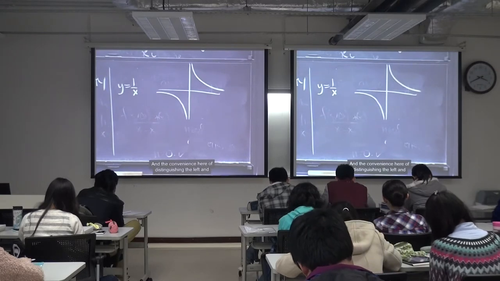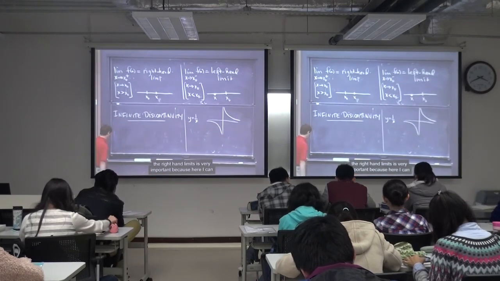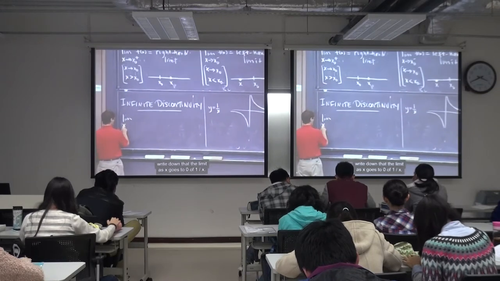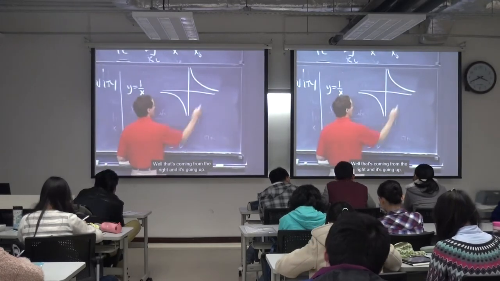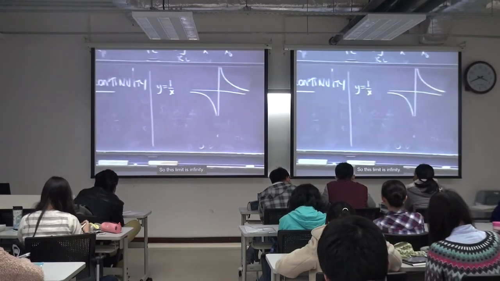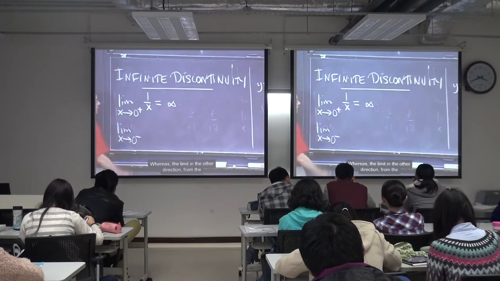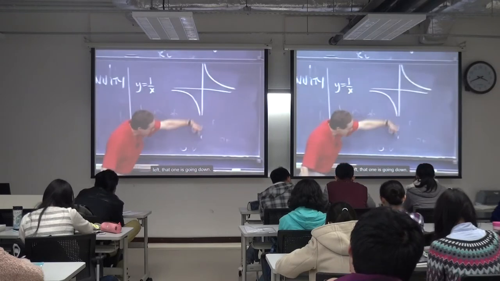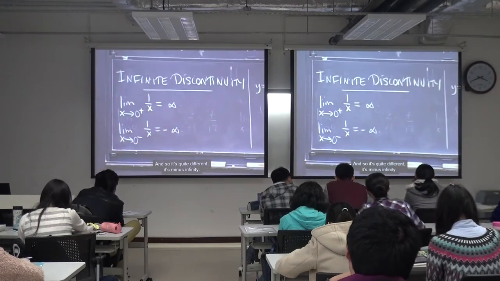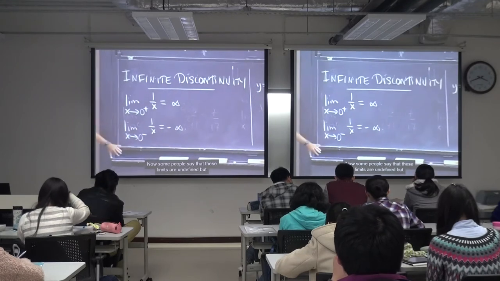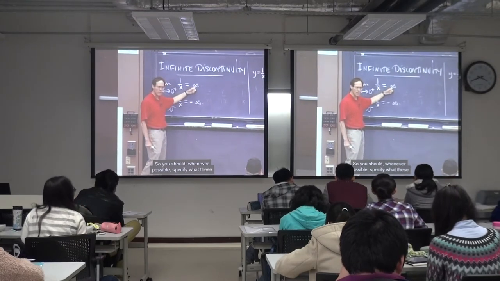And the convenience here of distinguishing the left and the right-hand limits is very important, because here I can write down that the limit as x goes to 0 plus of 1 over x, well, that's coming from the right, and it's going up. So this limit is infinity. Whereas the limit in the other direction, from the left, that one is going down. And so it's quite different. It's minus infinity. Now, some people say that these limits are undefined, but actually they're going in some very definite direction. So you should, whenever possible, specify what these limits are.